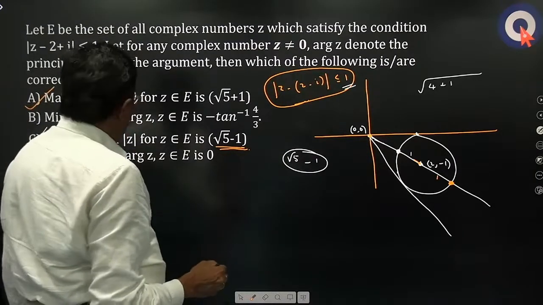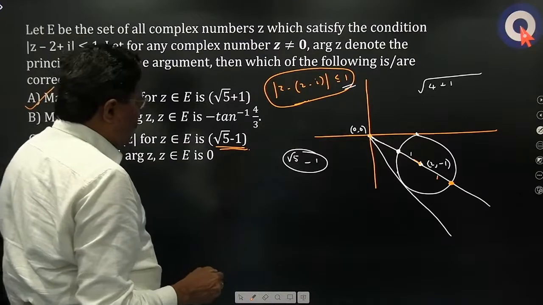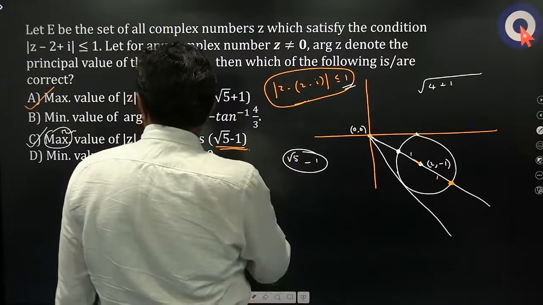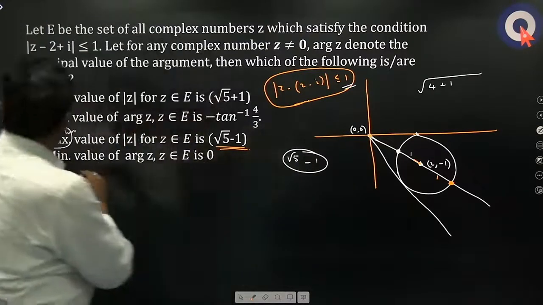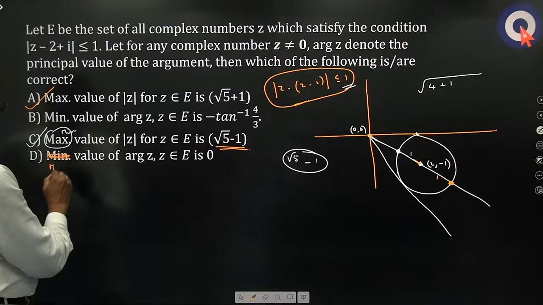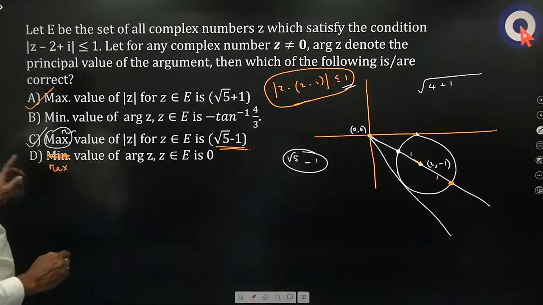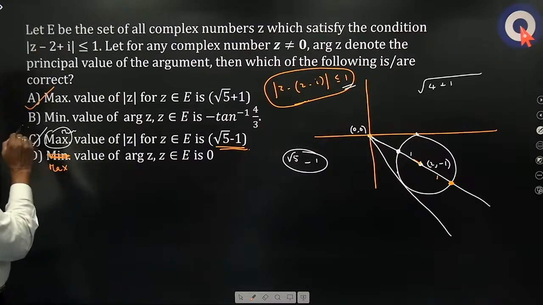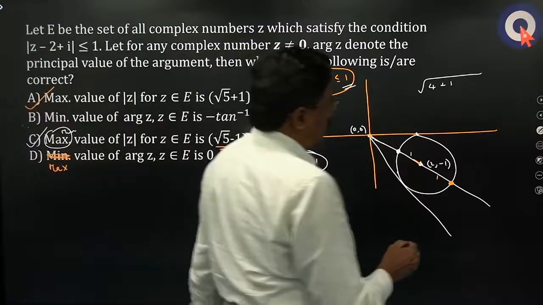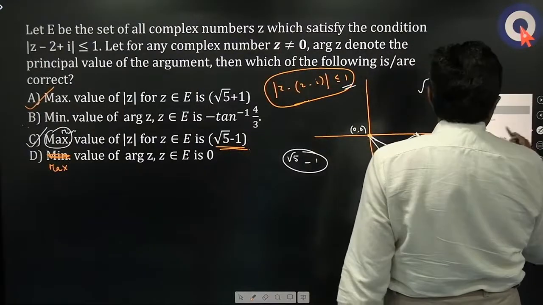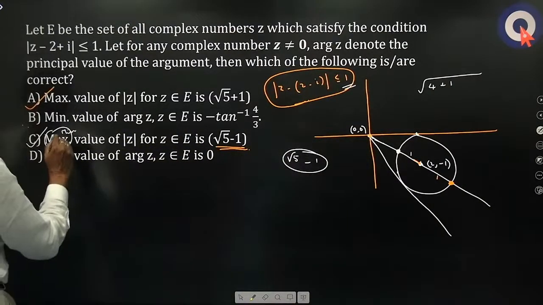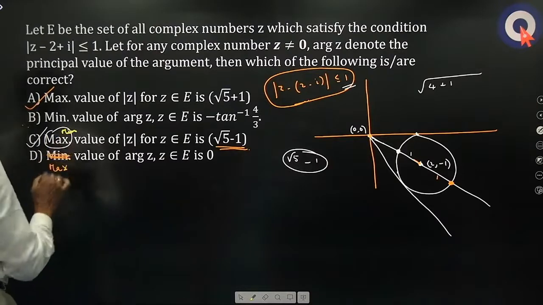Next, minimum value of arg z and maximum value of arg z. Please make small changes in the question itself. Here you write it maximum, here you write it as minimum. Okay, everything else is fine.